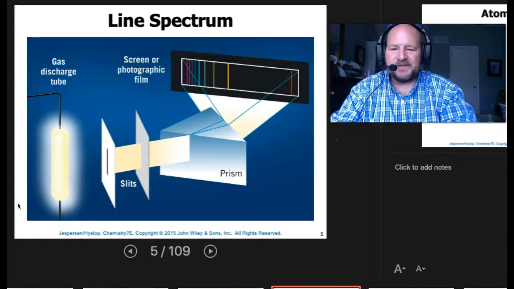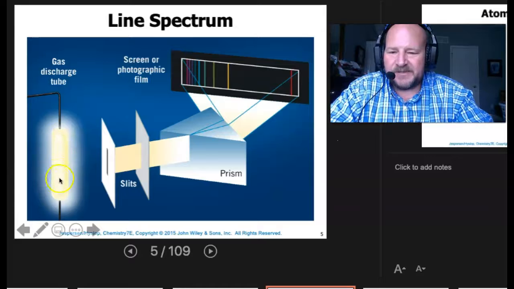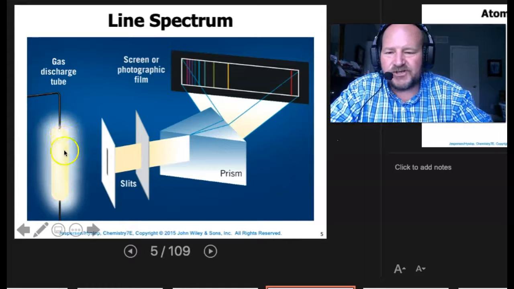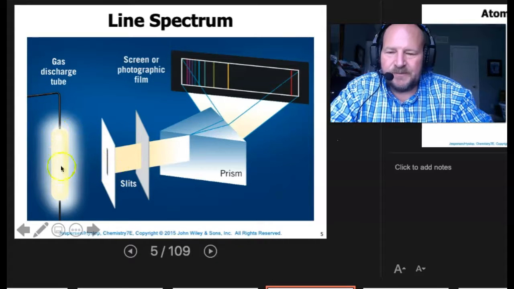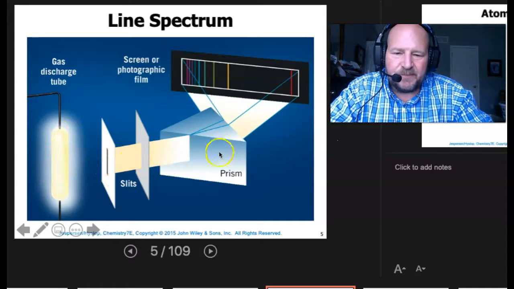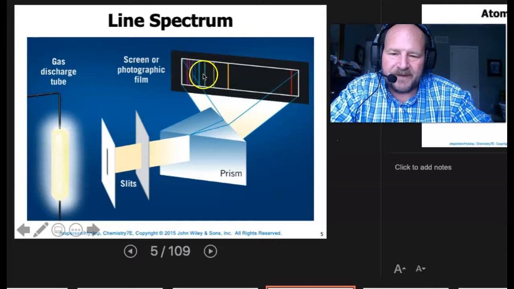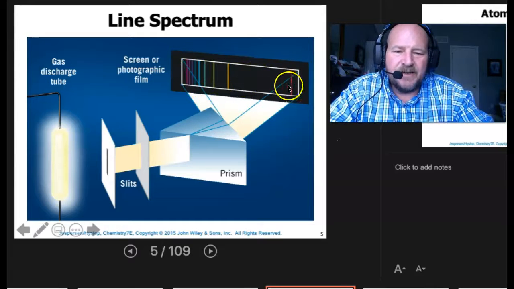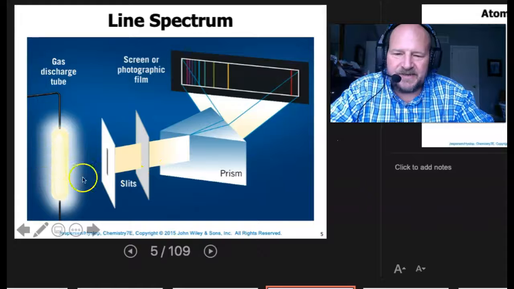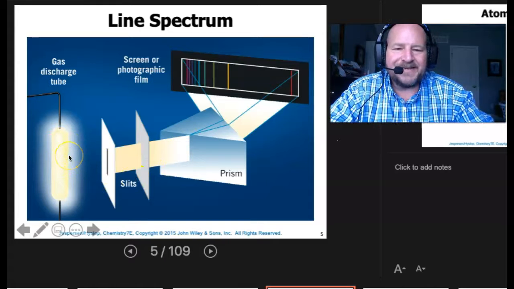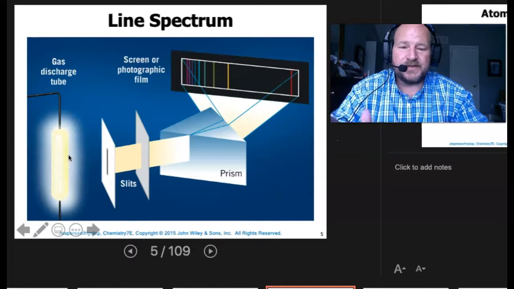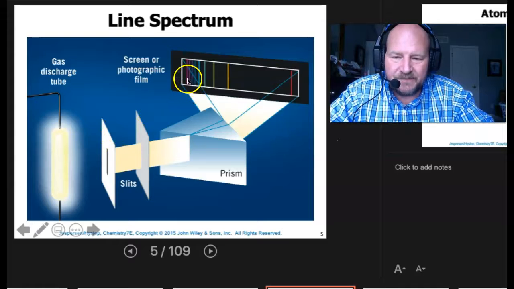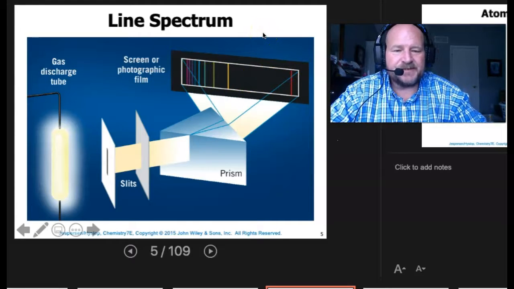So a line spectrum would look something like this. We take that gas, we electrically shoot off a discharge there. It's going to emit a light. We'll send that light through slits, hit a prism, and then when we separate that light, what we'll see for a discontinuous or line spectrum is individual wavelengths showing up. And of course, if I combine these wavelengths, that's going to give me the color of the light being emitted. So these are not considered continuous. If they were continuous, we would have everything from here all the way to here, and we'd have all of those wavelengths.